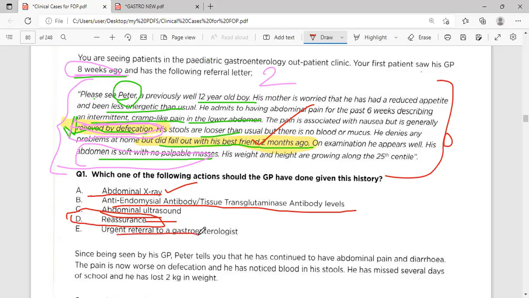Urgent referral to a gastroenterologist. When would we urgently refer? If there would be any red flags. Yes, when there are red flags.